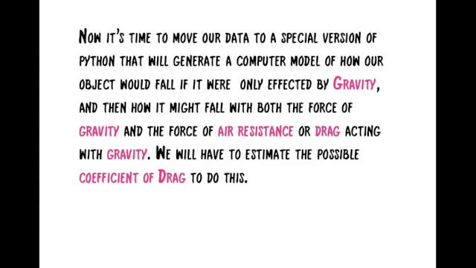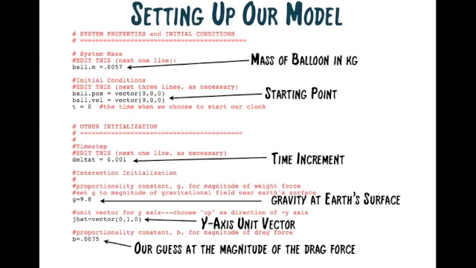Now it's time to move our data to a special version of Python that will generate a computer model of how our object would fall if it were affected only by gravity, and then how it might fall with both the force of gravity and the force of air resistance, or drag, acting with gravity. We will have to estimate the possible coefficient of drag to do this. Here's how we set up our model.